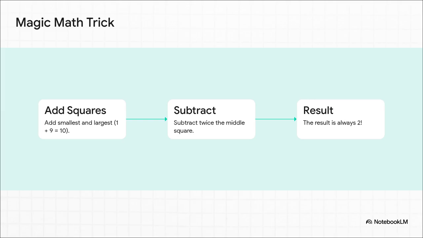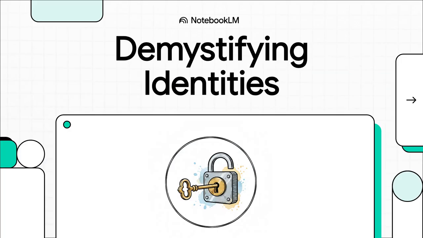If you try this with way larger consecutive squares, say 25, 36, and 49, you do the exact same process. 25 plus 49 minus 2 times 36. The result? Magically, it is absolutely always 2. No way, right? So, that little math trick might seem super mysterious, but it's actually just our very first glimpse into an incredibly powerful secret mathematical language.